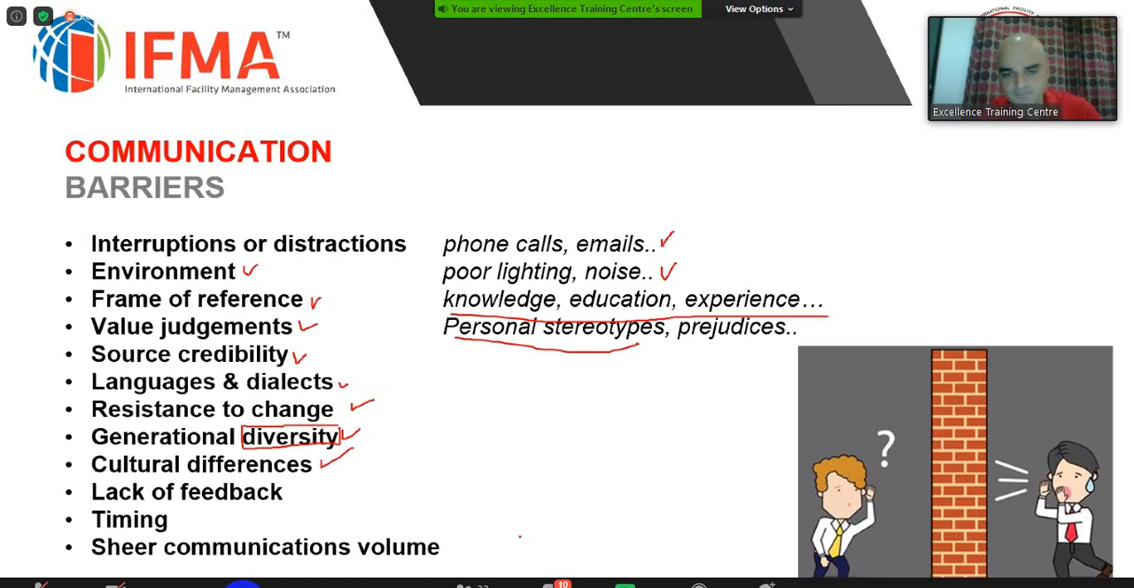Timing. You have to select the right time of the day, the right time to address a certain thing. If someone is leaving the office and is already in the mood of going home, then there is no need for you to... you raised your hand, who raised his hand?